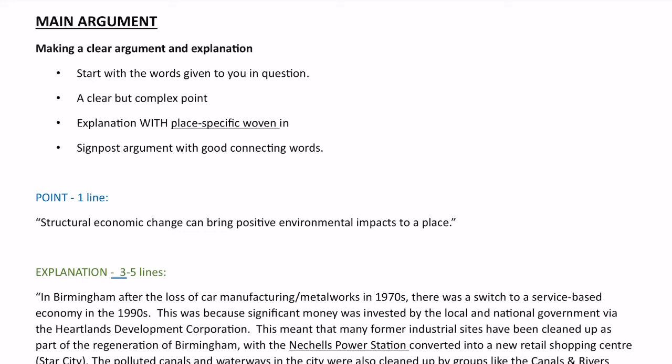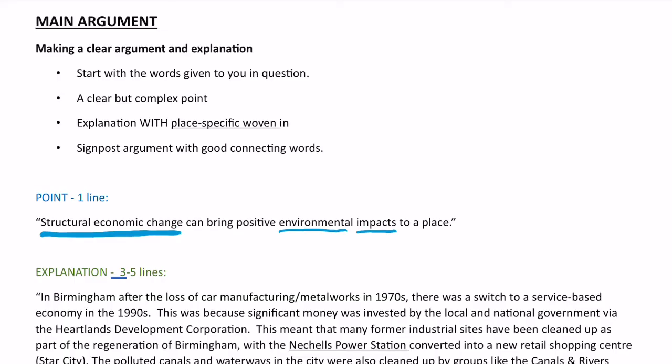So I said I want to start with the words given to you in the question. The question asked me about the impacts of structural economic change, and I've actually put all of these in my point. It said structural economic change. It said the impacts are largely environmental, so I've got the word environmental here, and I've got the word impacts. And to make it slightly more complex, I've said that it can bring some positive impacts to a place. What you'll see is that there's only one line here on my point. I haven't written 2 or 3 lines. I want it to be punchy. I want it to start, and that's what I've done here. I'm going to do most of the explanation in my next couple of lines.